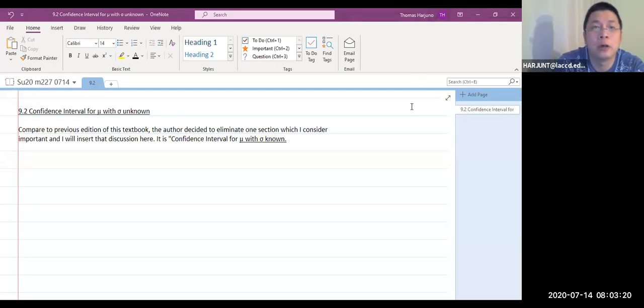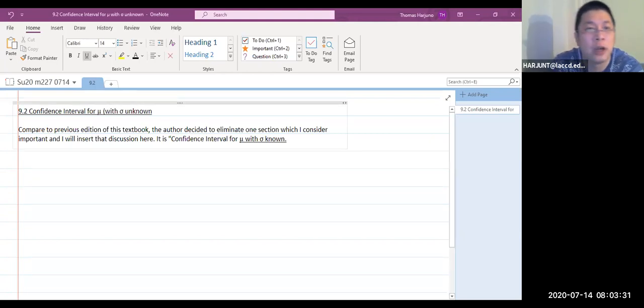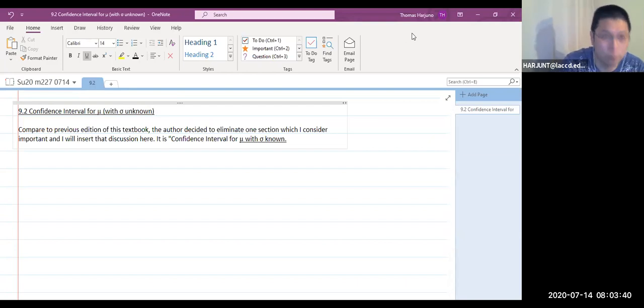Okay, today we will start 9.2. However, there's one part in our textbook that is missing. As you can read from the notes I wrote here, this 9.2 is on confidence interval for mu with sigma unknown.